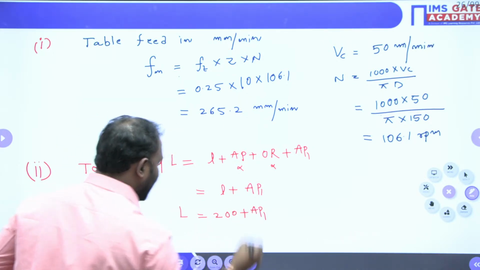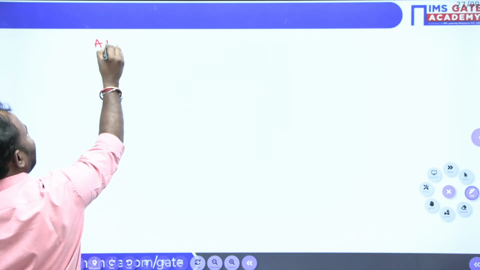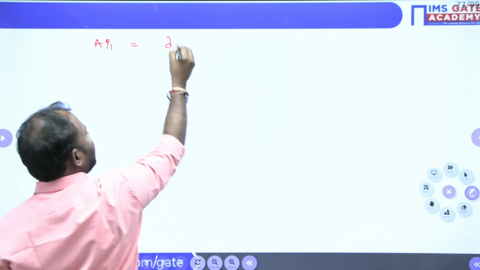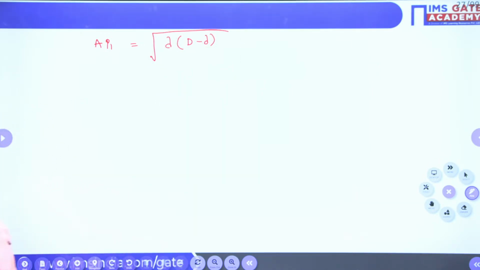Now AP1 for this milling operation, we gave you the formula. AP1 is equal to the square root of d into (D minus d). It is a slot milling.